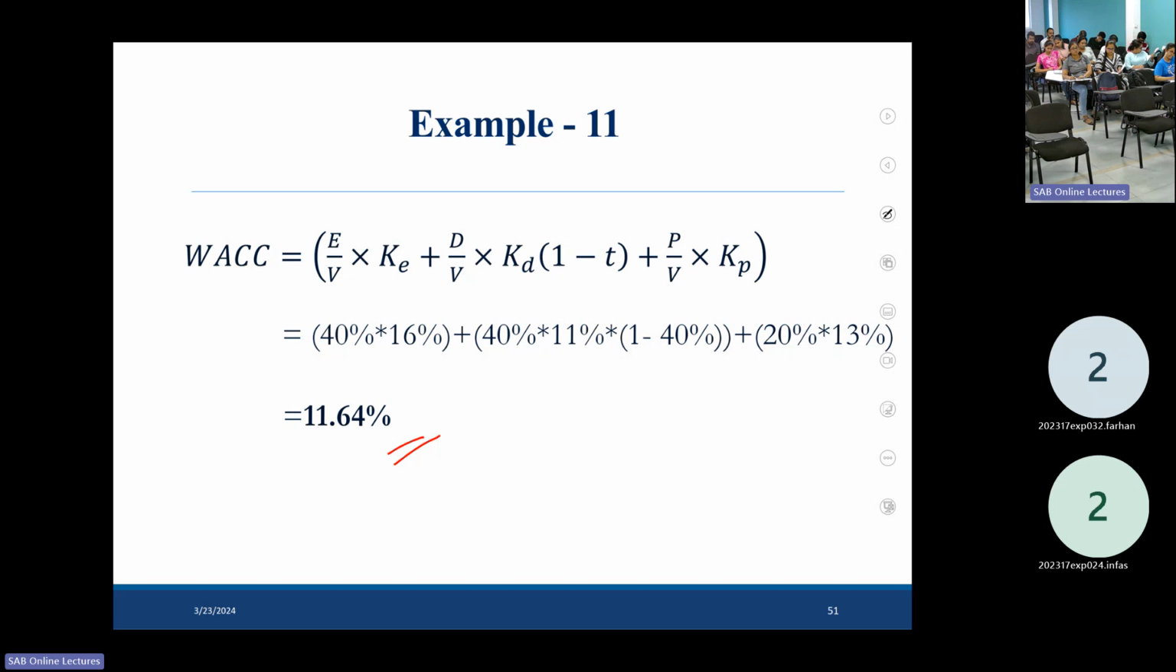If you know the cost of component capital and the weights, then you can calculate the overall cost of capital of the company. You get it: 11.64.